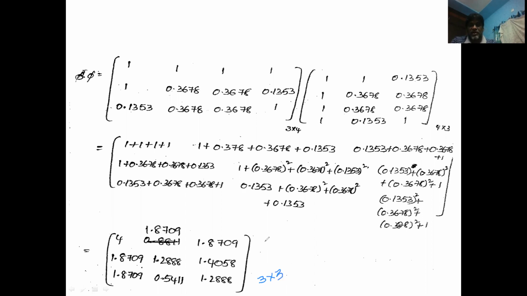It should be a square matrix. Okay, so we got a square matrix. That is what we did. To find this Φᵀ into Φ, we'll convert the matrix into a square matrix. Otherwise we cannot find the inverse, right? So now Φᵀ into Φ is calculated.